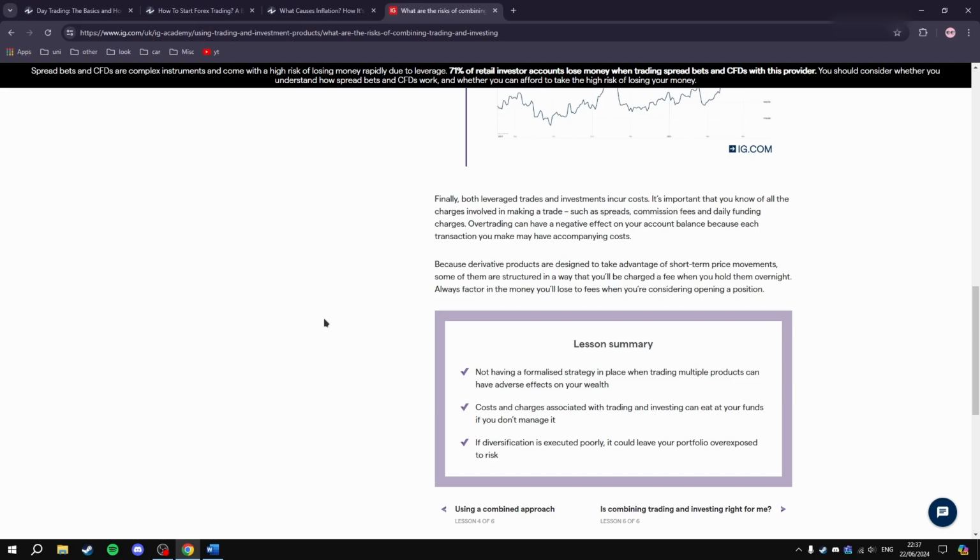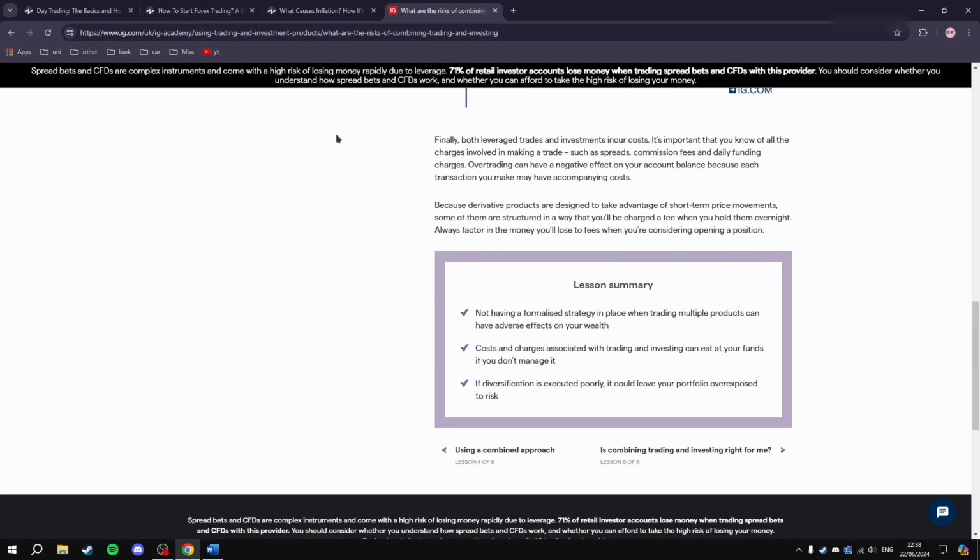Overtrading can have a negative effect on your account balance because each transaction you make may have accompanying costs. Because derivative products are designed to take advantage of short-term price movements, some of them are structured in a way that you'll be charged a fee when you hold them overnight. Always factor in money you lose to fees when you're considering opening a position.